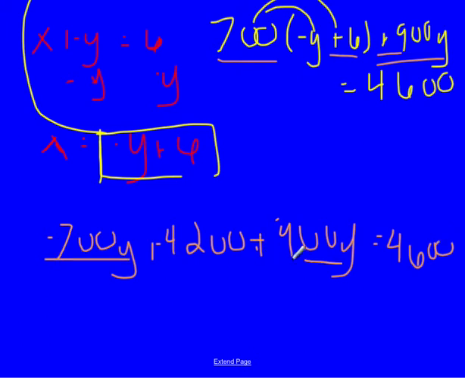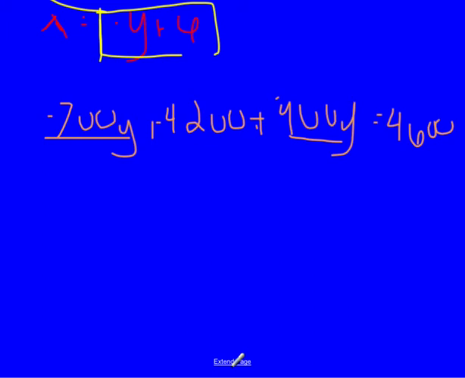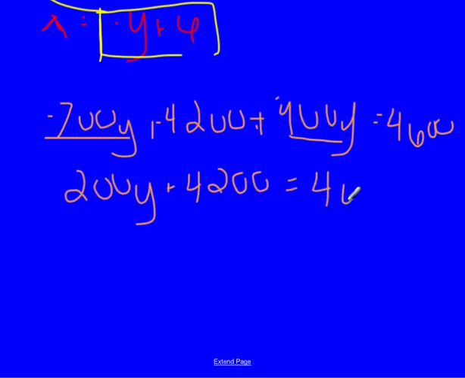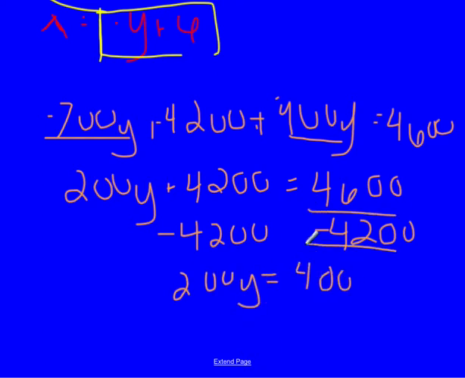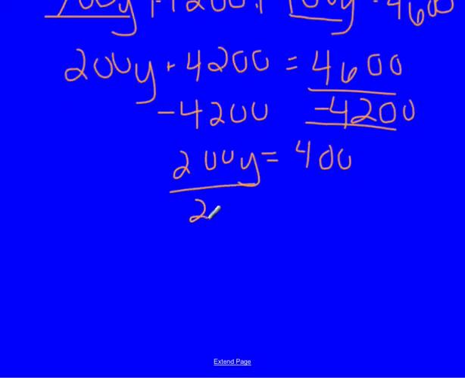So I have negative 700 plus 900. That's going to be 200Y plus 4,200 is equal to 4,600. So we're going to subtract that from both sides. And then I get 200Y is equal to 400 because 4,600 minus 4,200 is equal to 400. So then we're going to divide both sides by 200. And I'm going to get that Y is equal to 2.